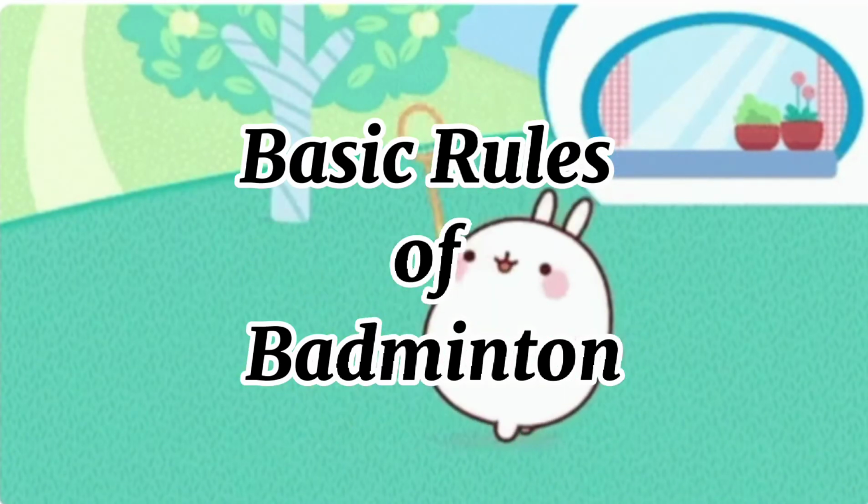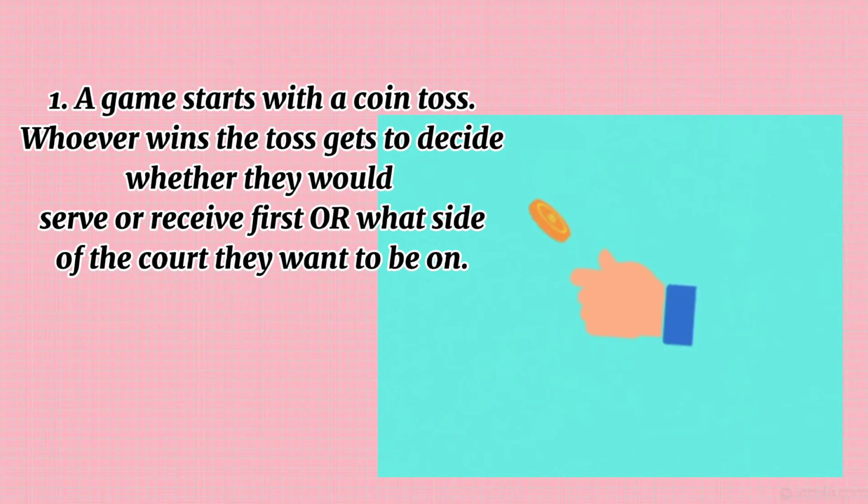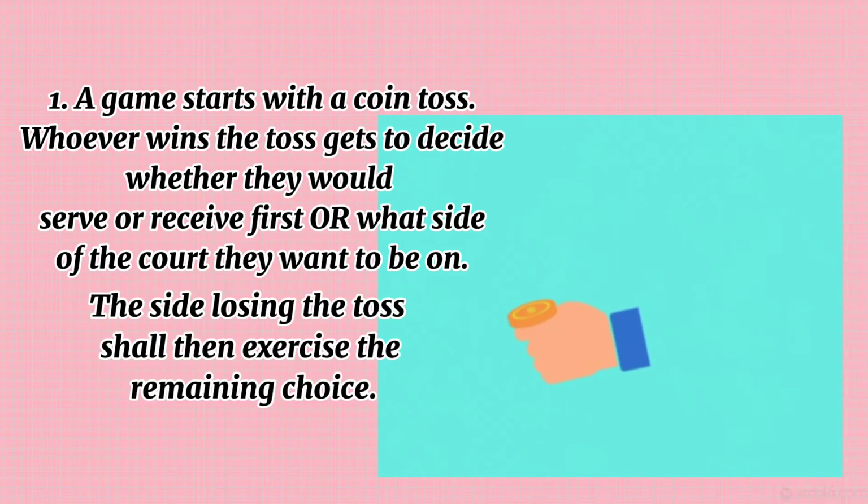Basic rules of badminton. A game starts with a coin toss. Whoever wins the toss gets to decide whether they would serve or receive first or what side of the court they want to be on. The side losing the toss shall then exercise the remaining choice.